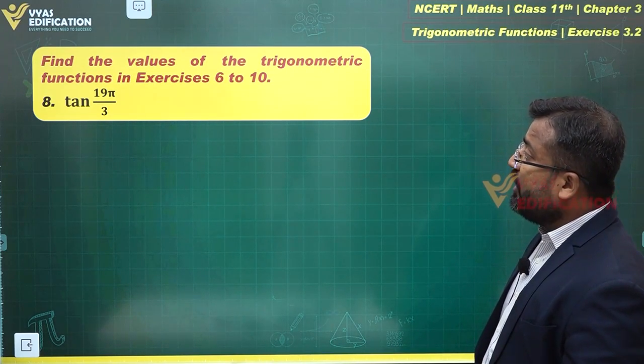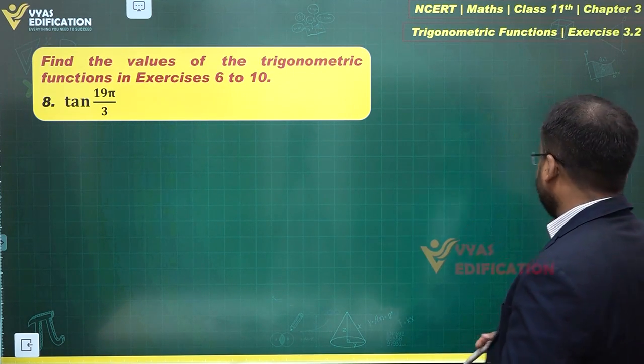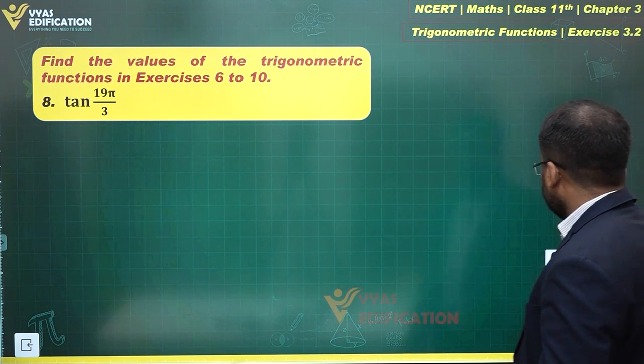What is the value of tan 19 pi by 3? Now what is the value of tan 19 pi by 3? Let's try to solve this one.